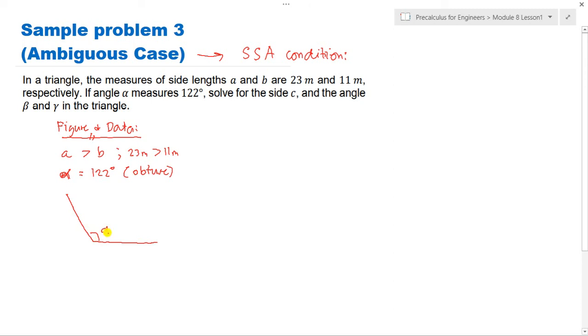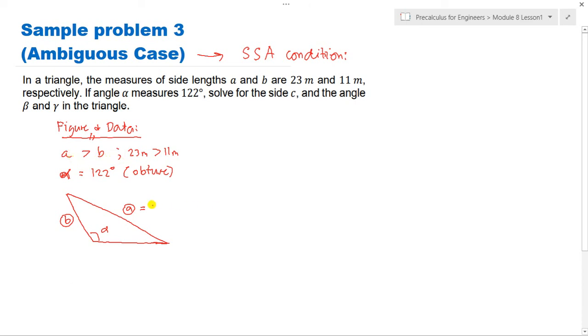This is our alpha. And then, what do we say in the first condition? Now, if side A is bigger than side B, then a triangle can be generated. Okay, here A is 23, B is 11, and this will automatically project. So A is bigger, therefore there is a solution. Because if the given A is smaller than B, then there is no solution.